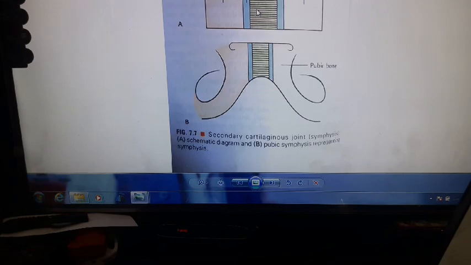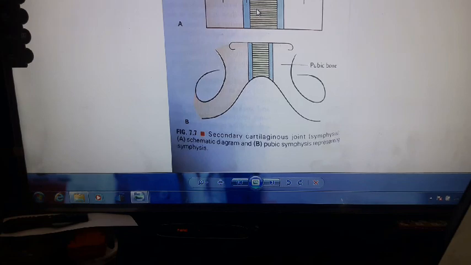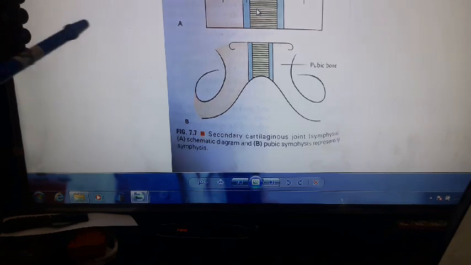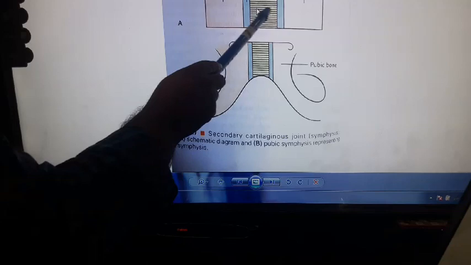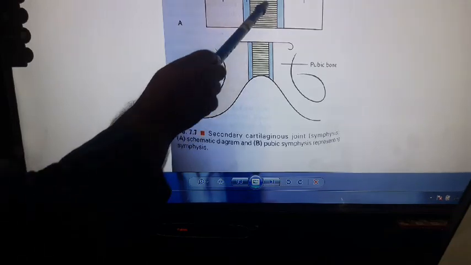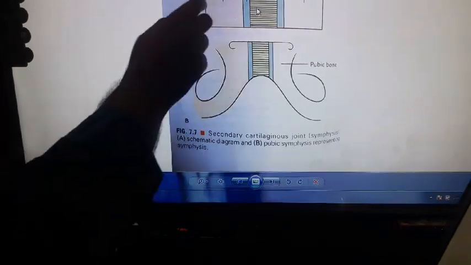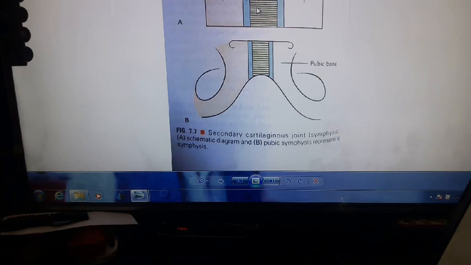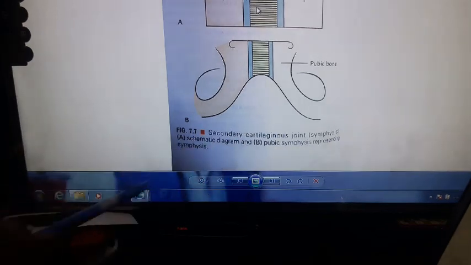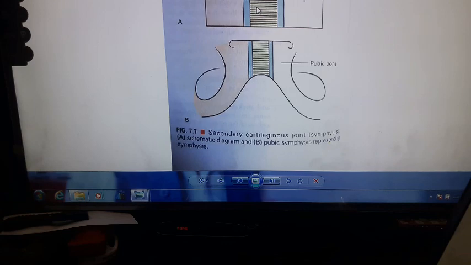The second cartilaginous type of joint we call the symphysis type. This is a schematic diagram of the symphysis type. In between the two bones there is fibrous cartilage present here. Then hyaline cartilage is present here. Hyaline and fibrous cartilage present to form a joint called a symphysis joint. An example of the symphysis joint is the pubic symphysis.